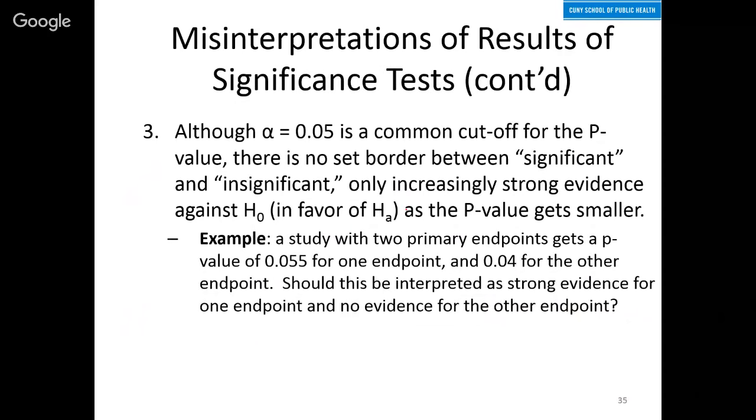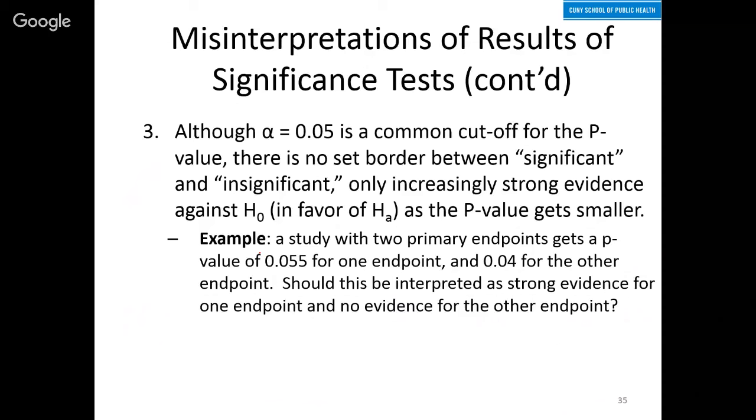Number 3, although alpha equals 0.05 is super common, used almost everywhere, it isn't a magical value. If you have a study that has 2 primary endpoints, like that school study that had several different endpoints around anemia and educational outcomes, and they have similar p-values, one is 0.04, the other is 0.055, that doesn't mean that for one of them there is an effect, and for the other one there is not an effect.